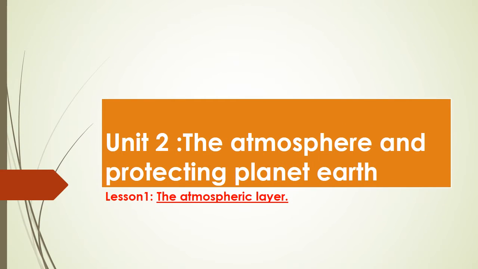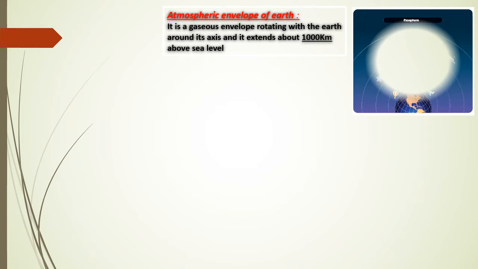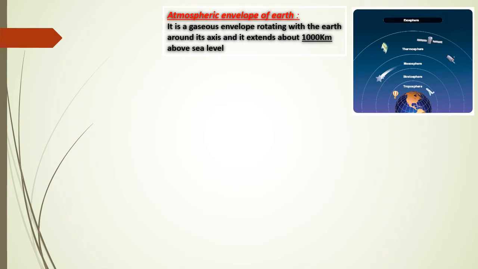Hello, Unit 2 is about the atmosphere and protecting planet Earth. Lesson 1 is about atmospheric layers. First, we need to talk about the atmospheric envelope of Earth. It's a gaseous envelope rotating with Earth around its axis and extending about 1000 kilometers.